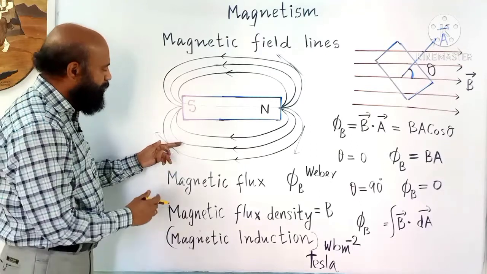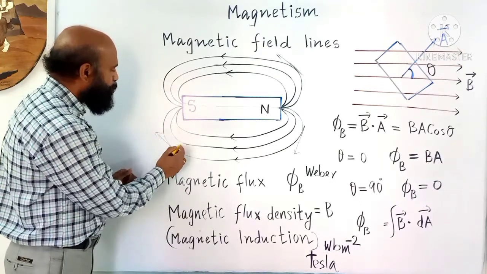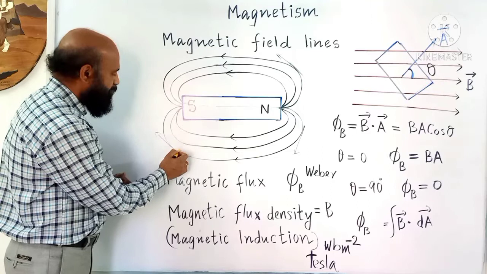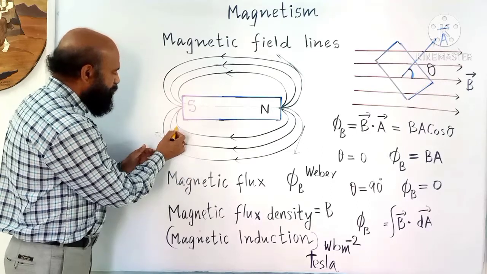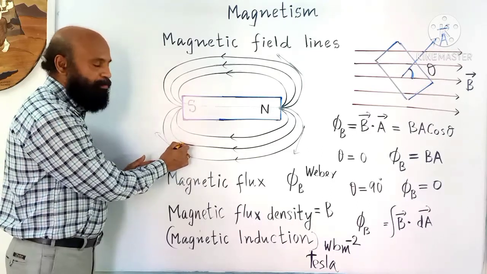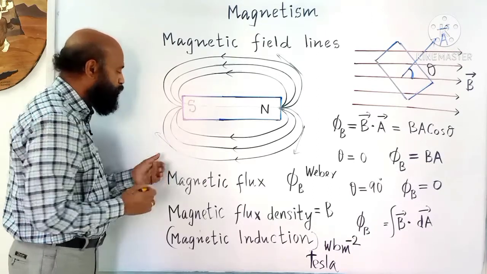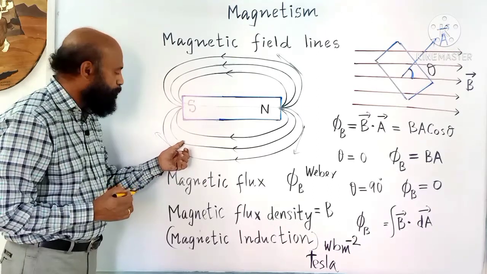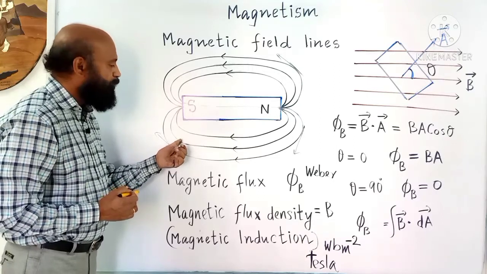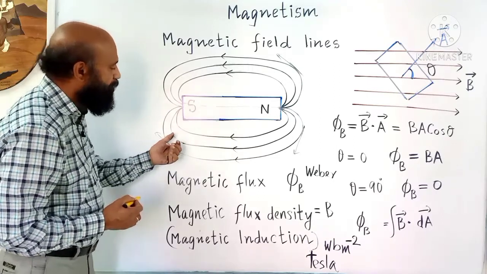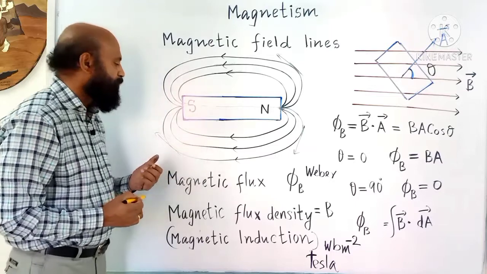Lines of force will never intersect. Suppose this line is intersecting this line. Then at this point two tangents can be drawn. That means at one point there will be two directions for the magnetic field. That's not possible, so lines of force will never intersect.